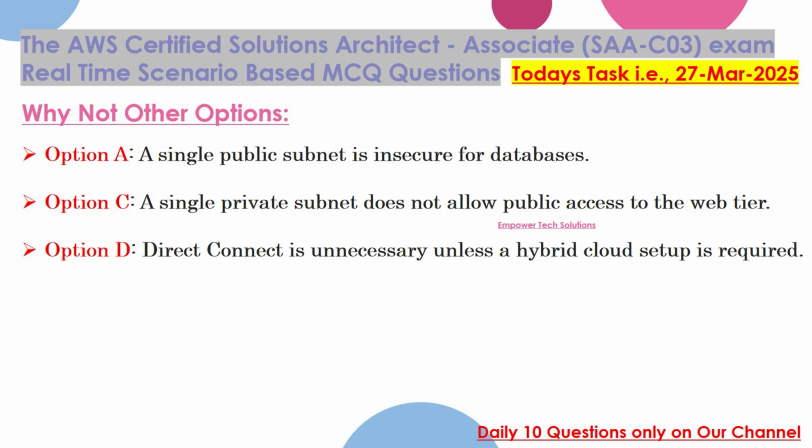Why not other options? Option A. A single public subnet is insecure for databases. Option C. A single private subnet does not allow public access to the web tier. Option D. Direct Connect is unnecessary unless a hybrid cloud setup is required.